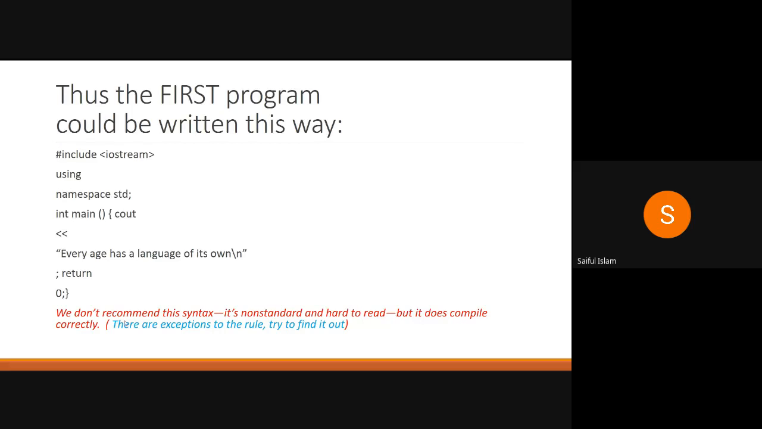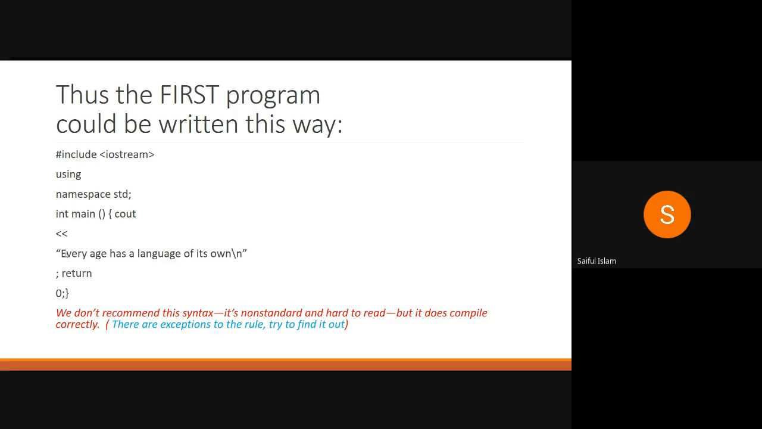So there are a few exceptions to the rule. Try to find them out. Exceptions to the rule means cases where white space is not ignored by a compiler. Here, if you include iostream, you have to write it in one line. If you try to break it into two lines, it won't work.